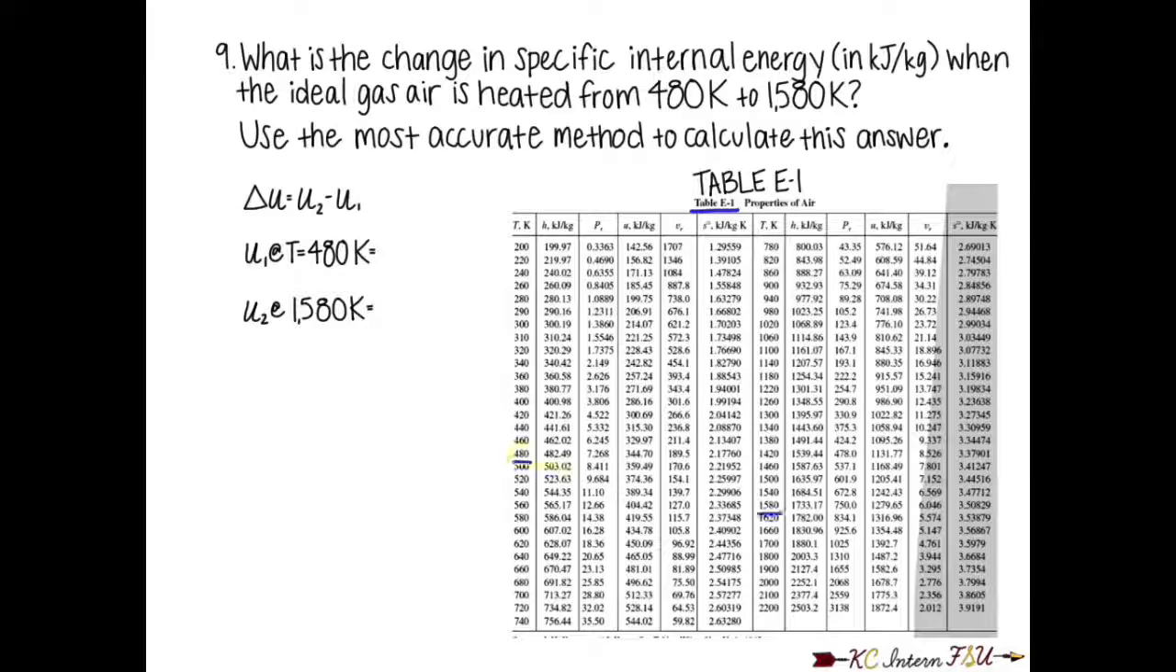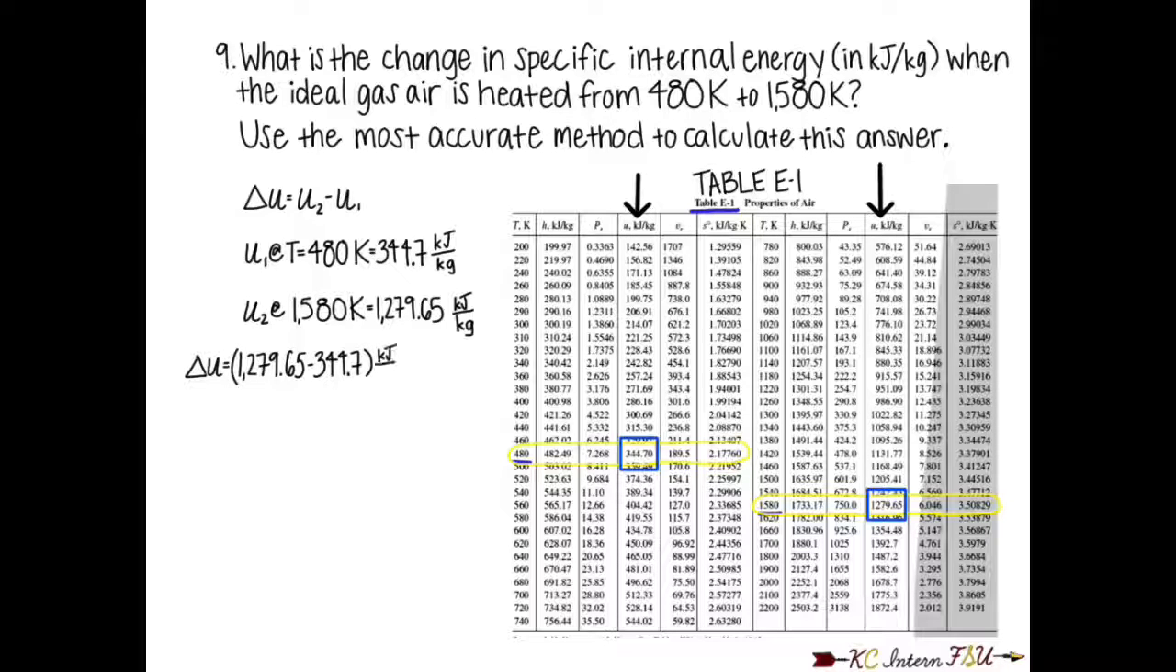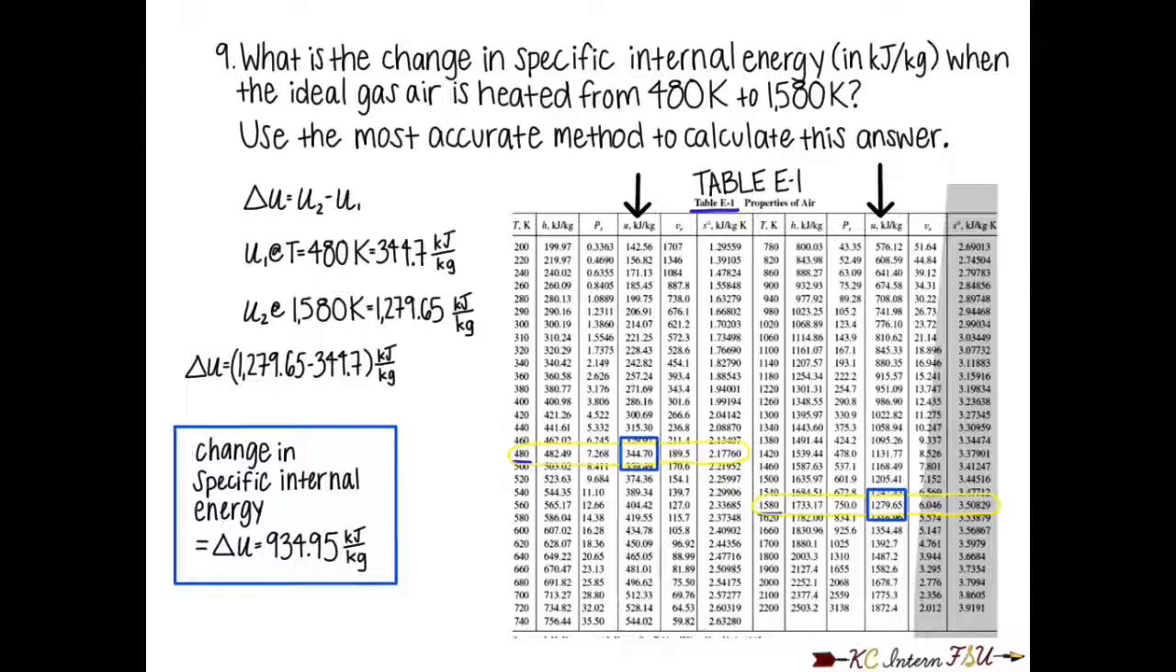Using table E1 for the properties of air, the two values can be found. U1 being 344.7 kilojoules over kilogram, and U2 being 1,279.65 kilojoules over kilogram. Plugging the values into the equation, the change in specific internal energy is determined to be 934.95 kilojoules over kilogram.